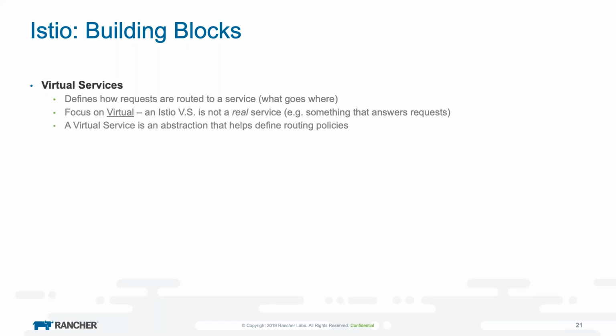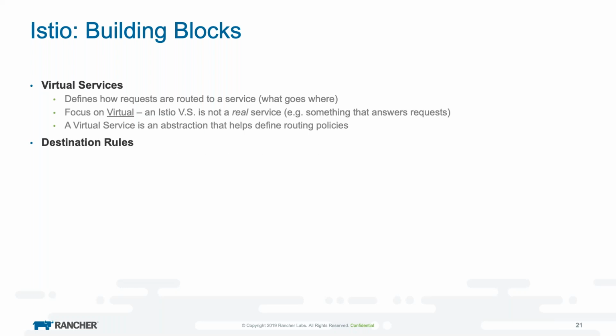When we talk about virtual services, what I really want folks to focus on is the concept of virtual. An Istio virtual service is not a real service. So a real service, for example, is something that answers requests. A virtual service is an abstraction that helps us define routing policies. We'll get to in a second how we actually get a request to a real service endpoint, but a virtual service is the first stop that abstractualizes, if I'm going to keep implementing new words today, a service.